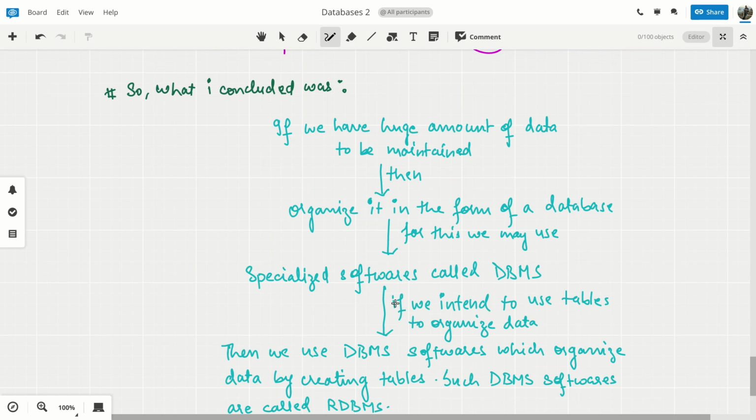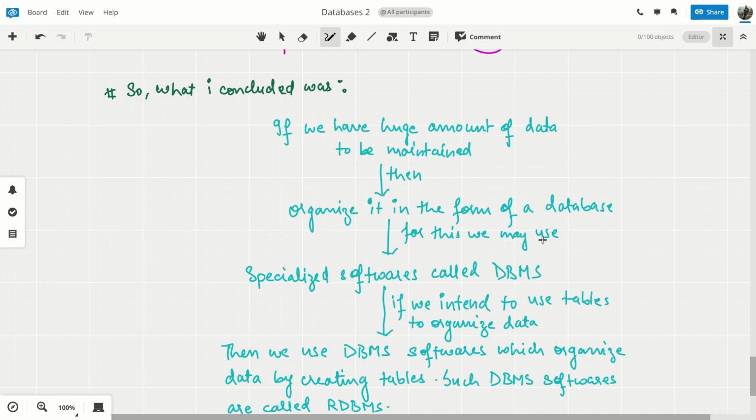So what was my conclusion? What I concluded was that if we have a huge amount of data to be maintained for any particular organization, institution, or even for your school, then the best and very convenient way of managing it is by organizing it. If we have to maintain it, then we can organize it in the form of a database. For this, we may use specialized softwares, and like we have seen, databases are an organized collection of data. So the big chunk of bulk data that we have can be managed efficiently by organizing it in the form of a database.